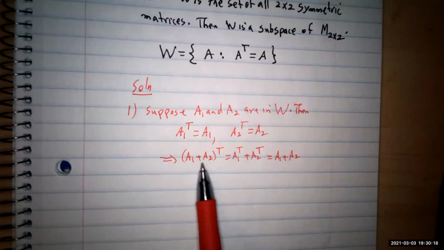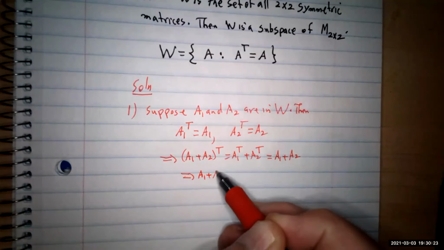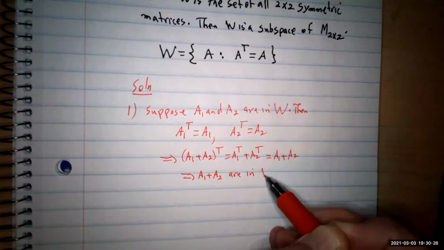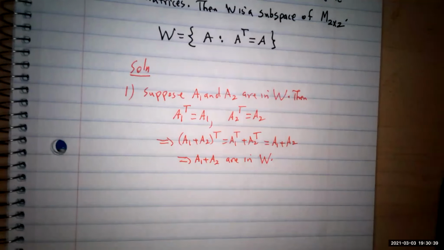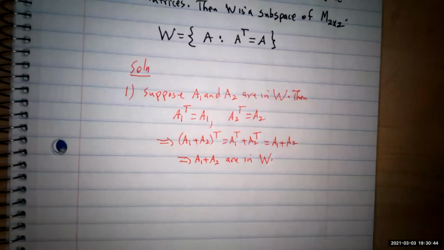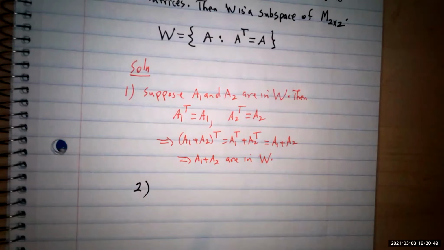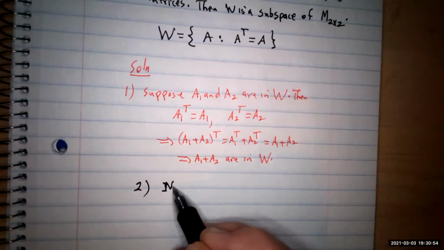Okay, so this means A1 plus A2 is in W. So if you pick two members in W, they are both symmetric. If you add them together, the result is also symmetric. So it's closed under addition. Okay, scalar multiplication: you have to prove both of them when you do the problems. If you know that, note that.